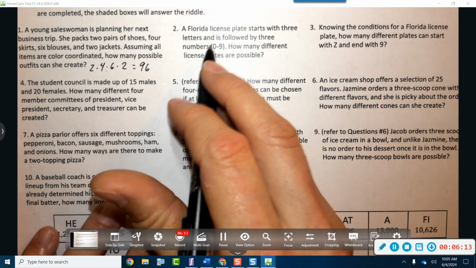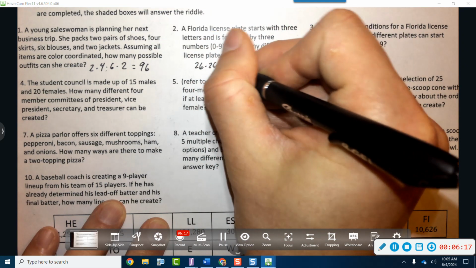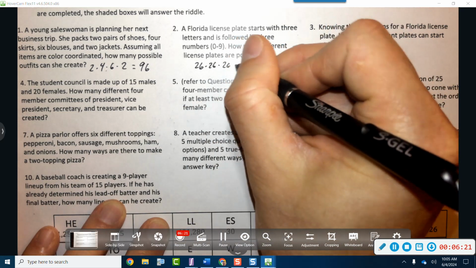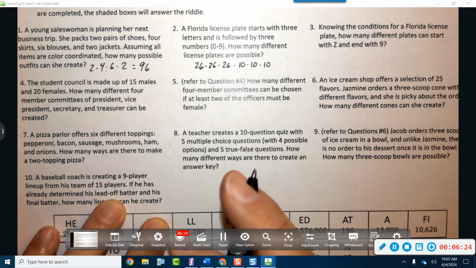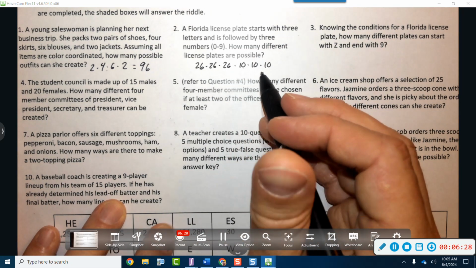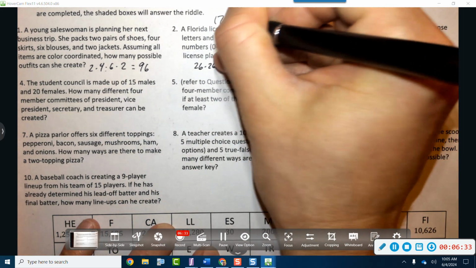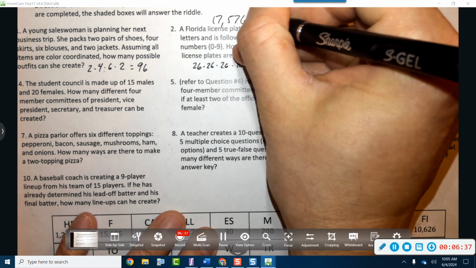Florida license plate. I do believe we kind of did this because I thought that's how Michigan was, right? It's followed by 3 numbers. Yeah, we already calculated that. So it should be 26 times 26 times 26 times the possibilities that you can have for the numbers. So that is quite a bit, 17 million. Actually, I think this is pretty close to the population of Florida.